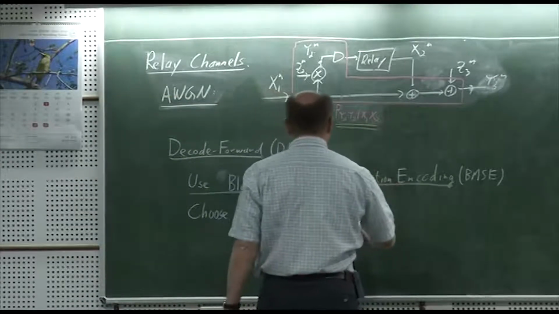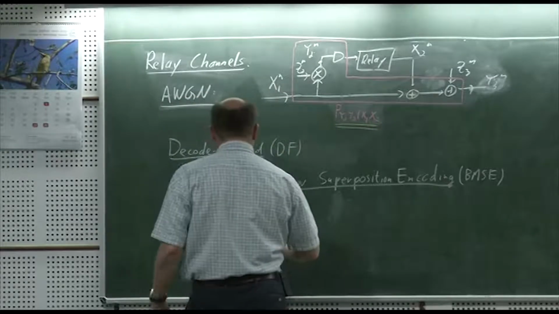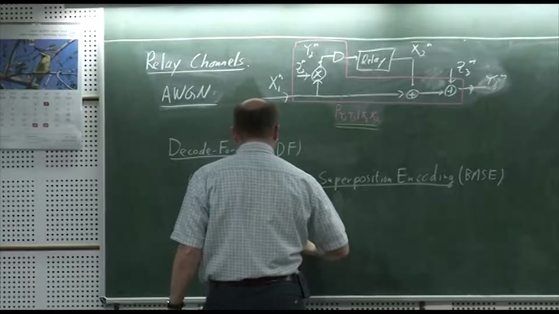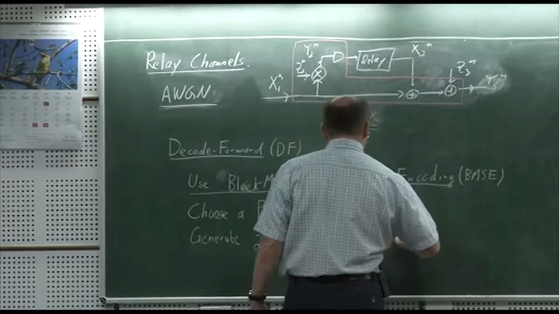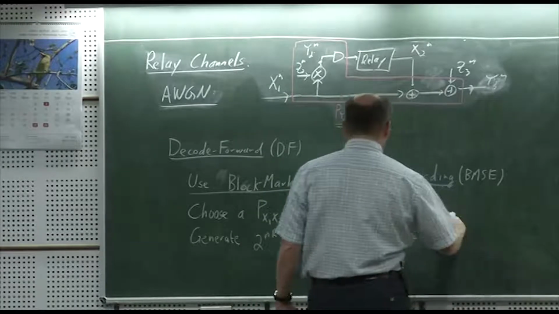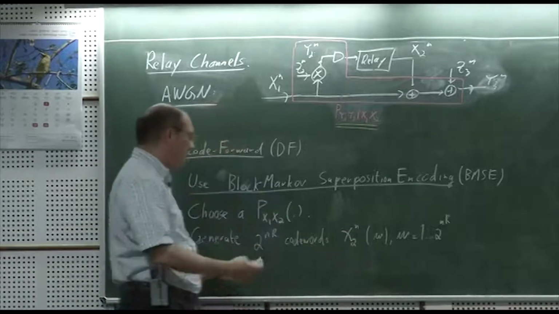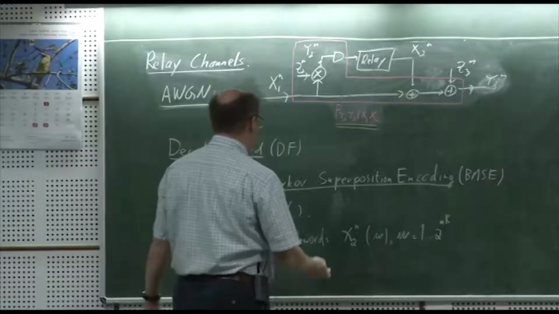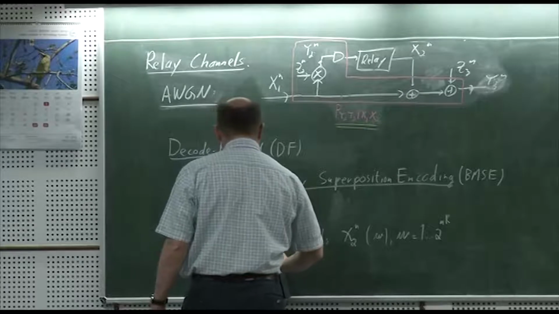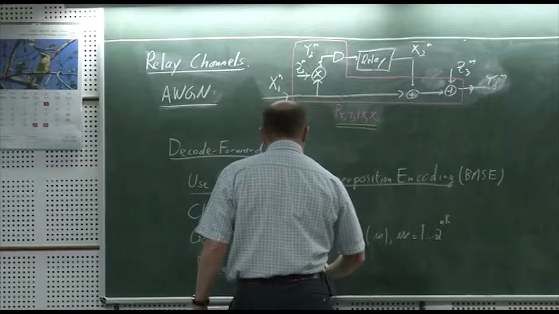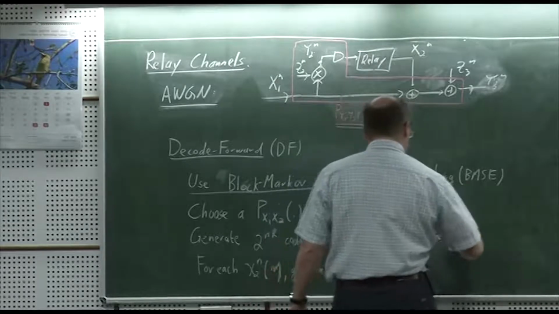So the first thing we'll do is generate, let's say, 2 to the power of nR codewords x2^n(w). In doing this, we're assuming that R is the rate of the actual message, and that this message arrives at the relay and is fully decoded there. To generate the cooperation, we're going to use superposition coding. So for each of the 2^nR, generate another 2^nR, so here we're reusing the rate, via p(x2), of course.